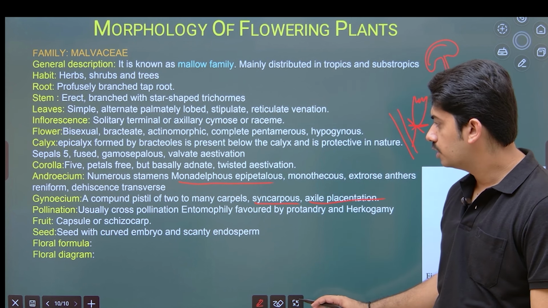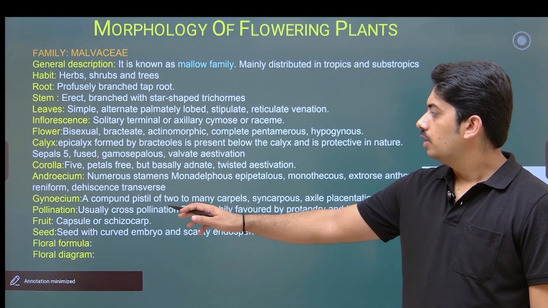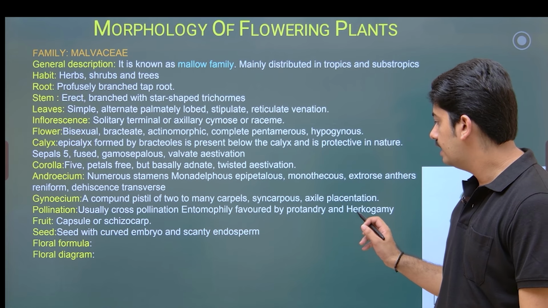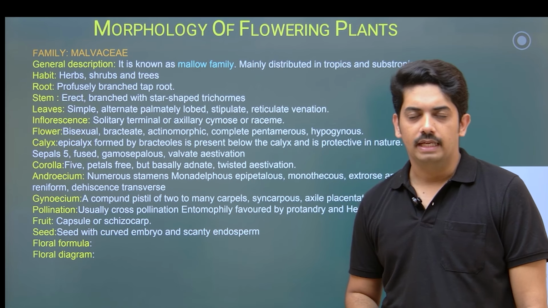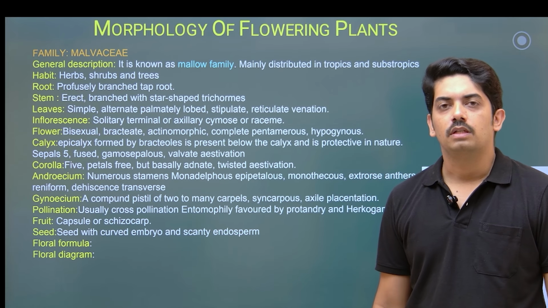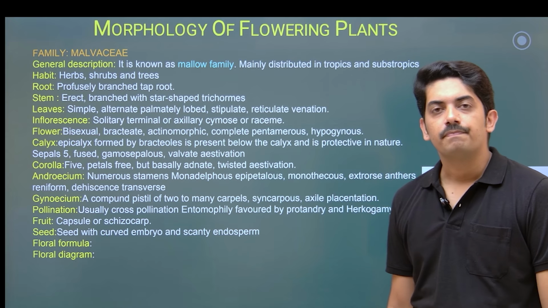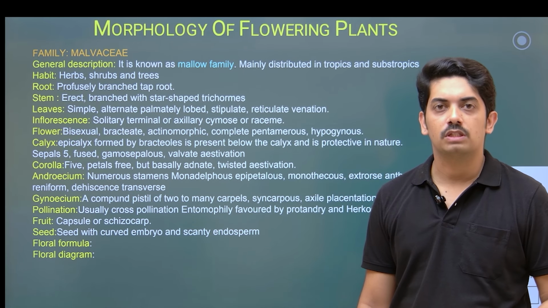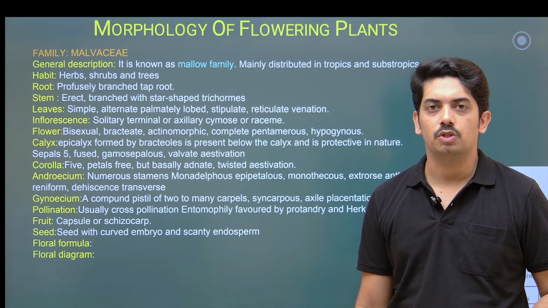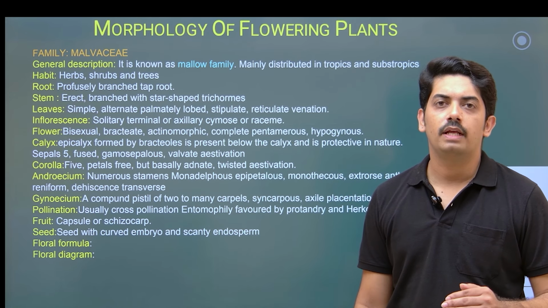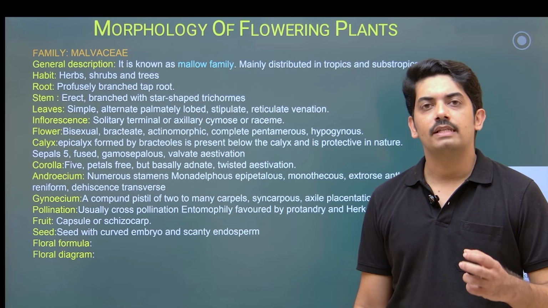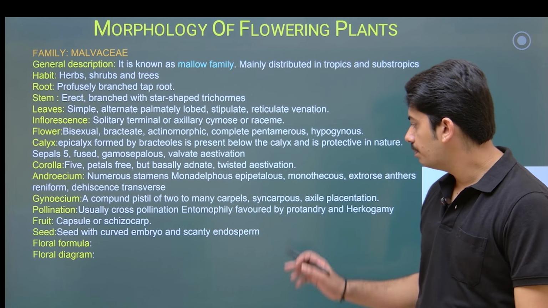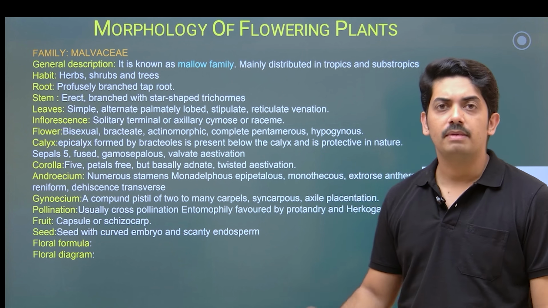Then coming to pollination, usually cross pollination, entomophily, favored by protandry and hercogamy. Again these two terms are new terms. Protandry means during the maturation of the flower, Androecium matures first and then Gynoecium matures. So this condition is observed in flowers just to avoid self-pollination and to encourage cross-pollination. Okay, so protandry is observed and hercogamy is also observed.